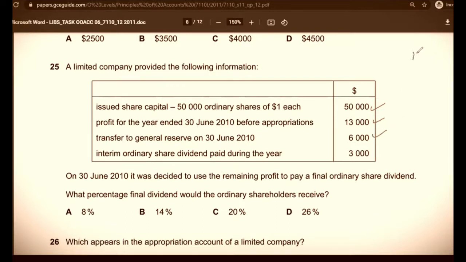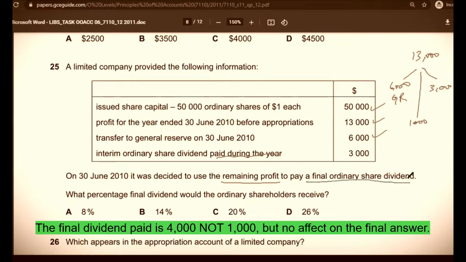So out of 13,000, I transferred 6,000 to general reserve. An interim ordinary share dividend paid during the year was $3,000. So out of 13,000, 6,000 went to general reserve, 3,000 was interim. 6 plus 3 is 9,000. I still have $1,000 left. On 30th June 2010, it was decided to use the remaining profit to pay the final ordinary share dividend.